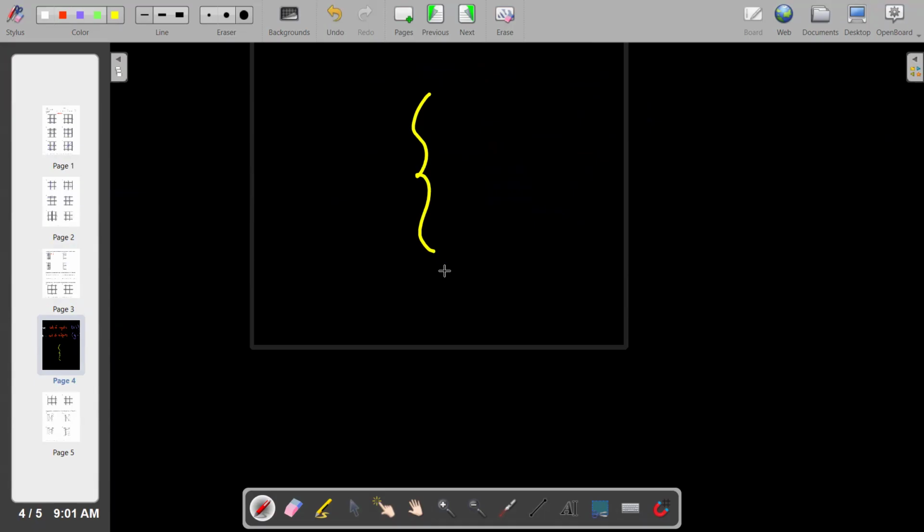That is the best curly bracket I've ever seen, Cooper. That just gave me goosebumps.